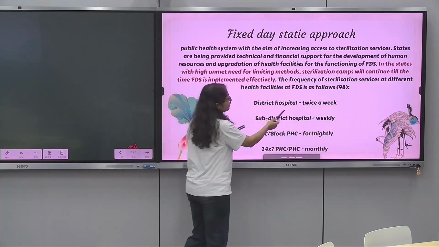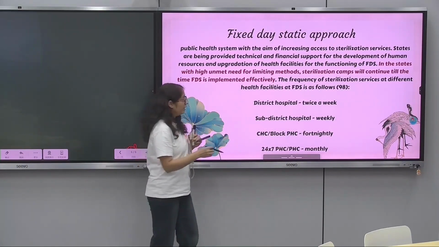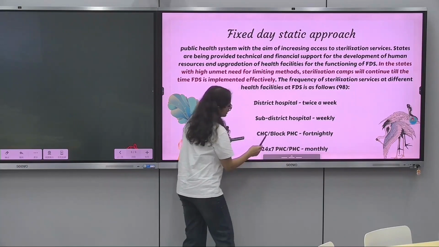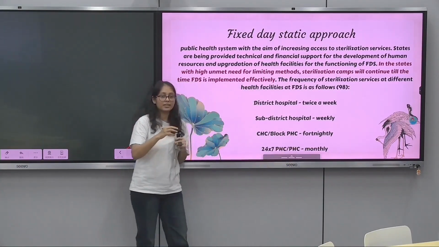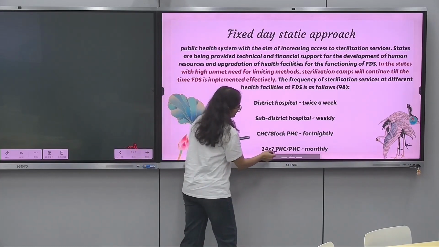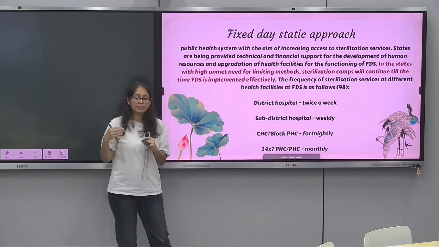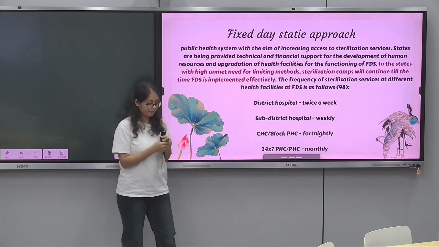In district hospitals they will go twice a week to check the sterilization rate. In sub district hospitals they will go weekly. For CHCs or block PHCs they will go fortnightly, which means twice in 2 weeks, and for 24 into 7 PHCs they will go monthly. So once a month they will go and check the amount of sterilizations being done in that area.